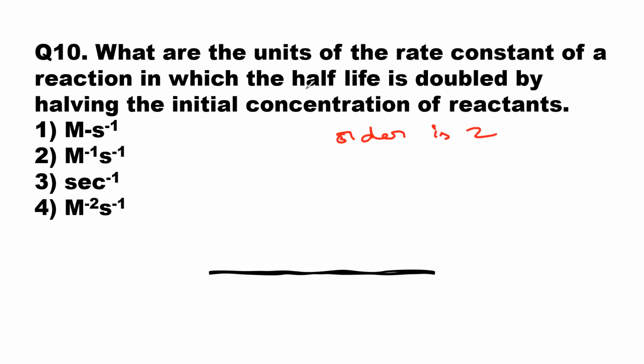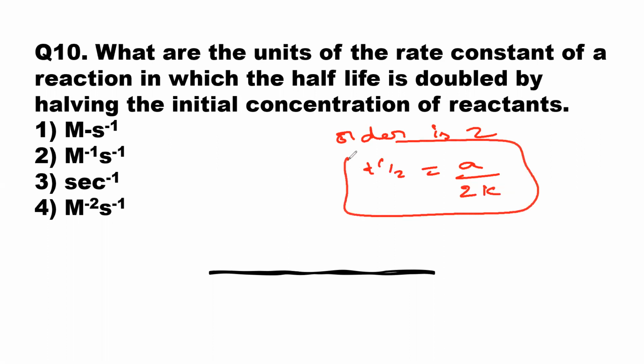Why is the order 2? In which the half-life is doubled by halving, because T half for a second order reaction is equal to a by 2k. T half for second order reaction is equal to how much? a by 2k. So a is the initial concentration, 2 into k. So exactly, half-life is doubled by halving the initial concentration of the reactant. So the answer is molarity inverse, second inverse, or you can say moles per liter. Actually, molarity is moles per liter. So mole inverse, liter, second inverse. This is the answer. I hope it is clear.